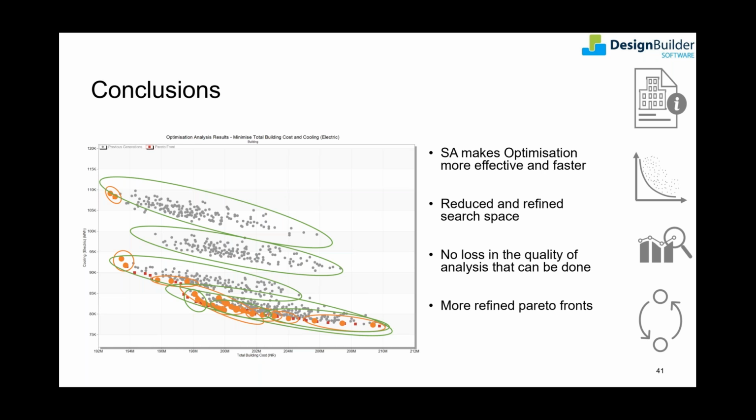This was supported by the fact that the simplified optimization results were visibly cleaner and had more refined Pareto fronts. This made the trend and pattern analysis much easier to understand and significantly faster to process.